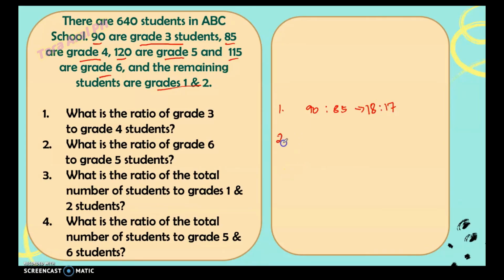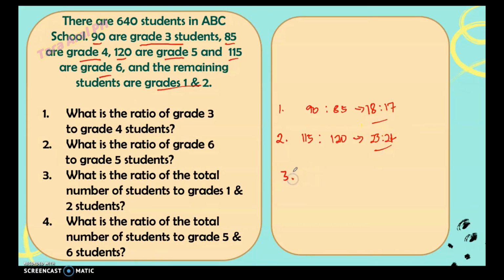Next, what is the ratio of grade 6 to grade 5 students? So grade 6 is 115 and grade 5 students is 120, and when we simplify that to lowest term, the answer is 23 is to 24.